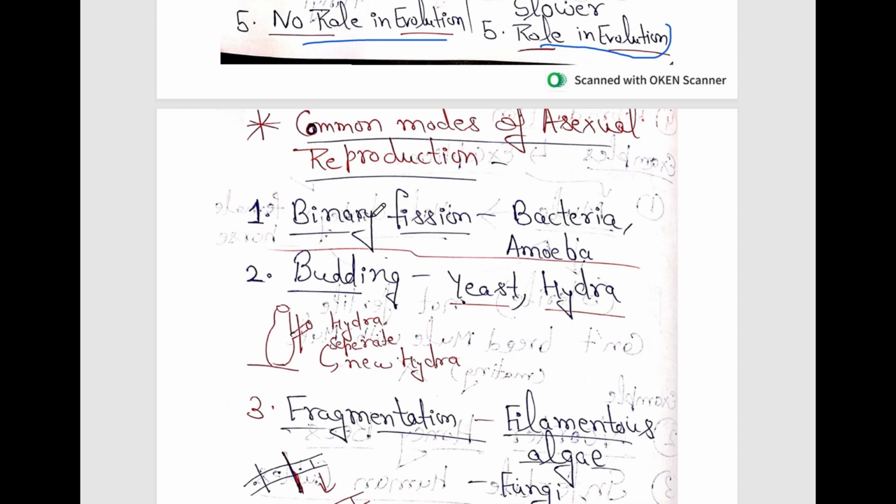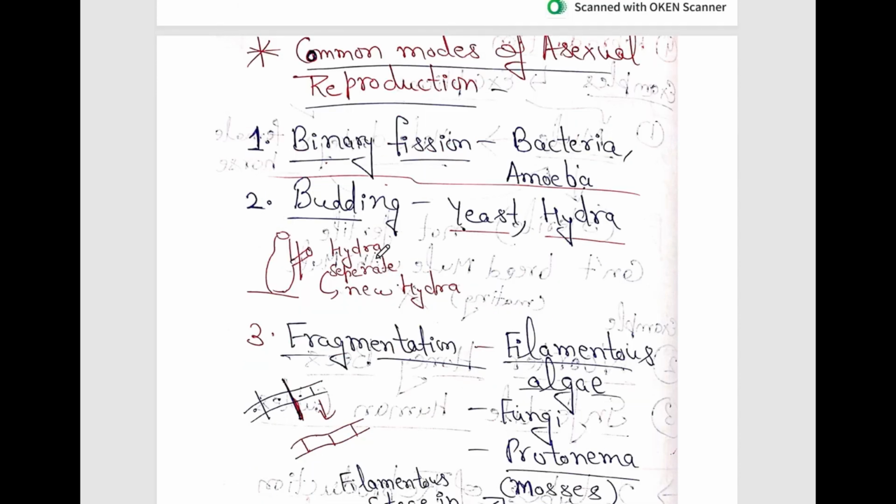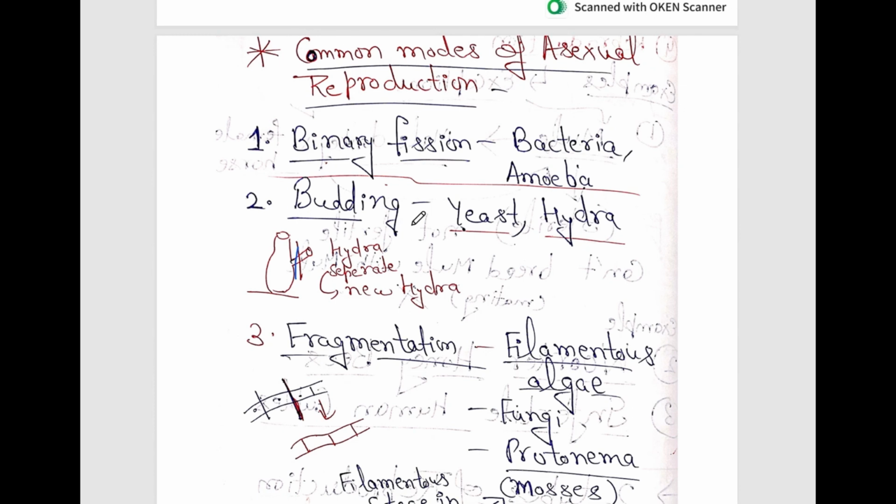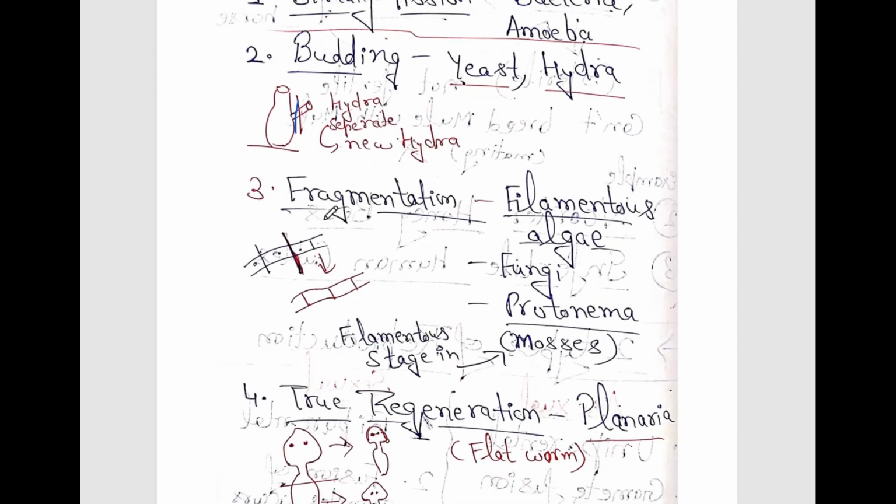Now, common modes of asexual reproduction. For bacteria and amoeba, binary fission. Yeast and hydra, budding. You can see the example: hydra separates into a new hydra, cutting out of it. In filamentous algae, fungi, and protozoa, the common mode of asexual reproduction is fragmentation.